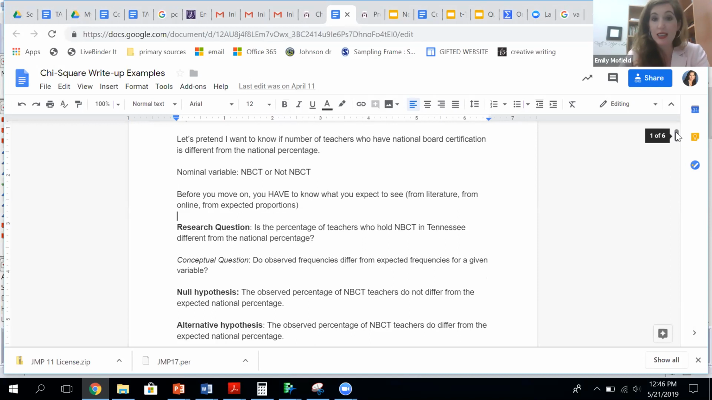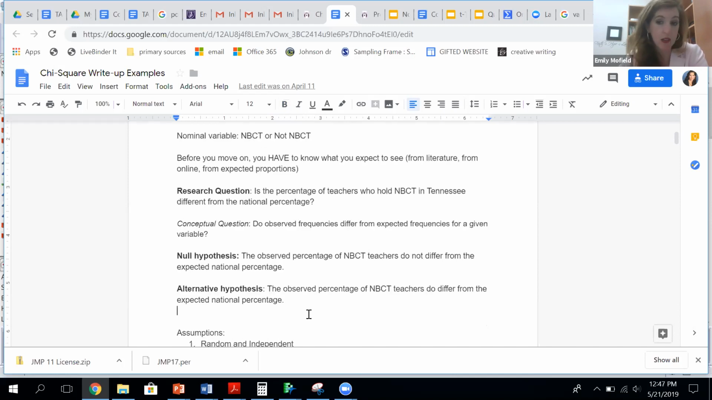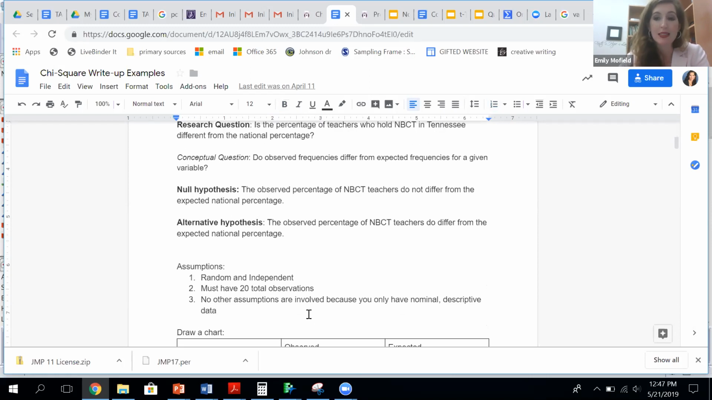So here's my question. Is the percentage of teachers who hold national board certification in Tennessee different than the national percentage? And so really what the chi-square test is doing is helping me see if the observed frequencies are different than the expected frequencies. All right, so my null hypothesis is the observed percentages of national board certified teachers do not differ from the expected national average. And so my assumptions are that I'm using random and independent data.